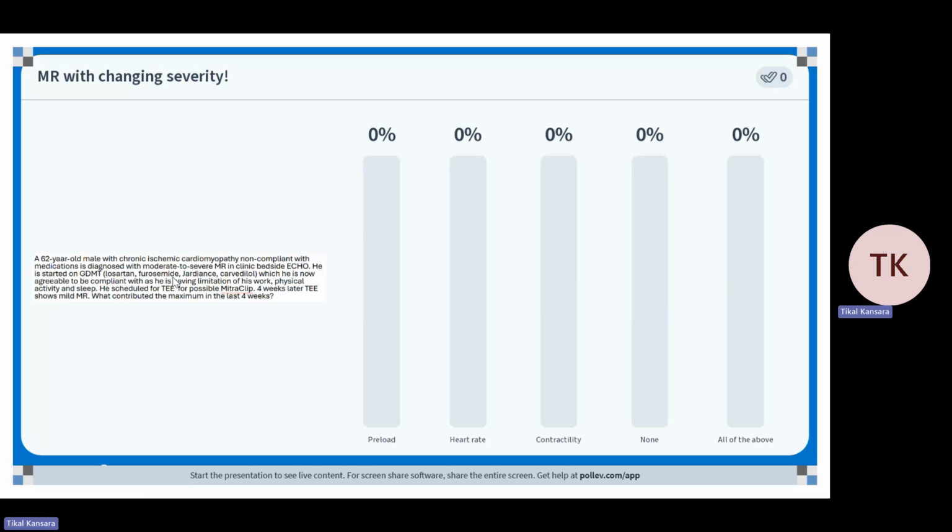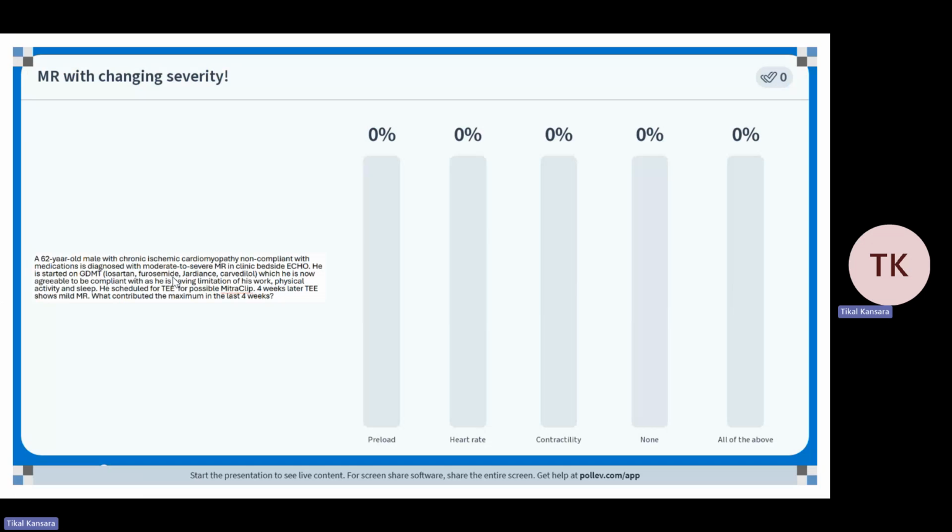Why? Because he says, now I'm going to take the medications, as he says that he cannot do his work, he cannot do anything. He says, I'll take the medication. So we start him on GDMTs. And we're scheduling a TEE because it's a moderate to severe MR. We want to quantify and do all the exercise which we did right now.